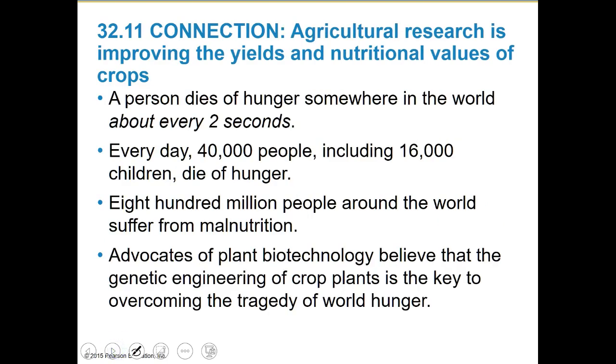Don't stop eating fruits and veggies just because, oh, is it organic or not? Who cares? Eat the darn fruit. Eat the veggies. All right, so a person actually does die of hunger about every 2 seconds in the world. And so every day about 40,000 people, including 16,000 children, die of hunger. 800 million people around the world suffer from malnutrition.